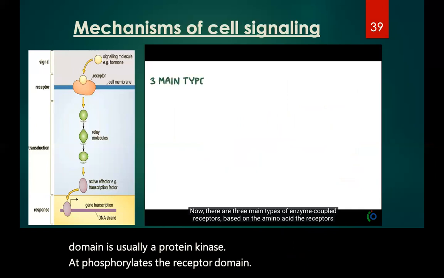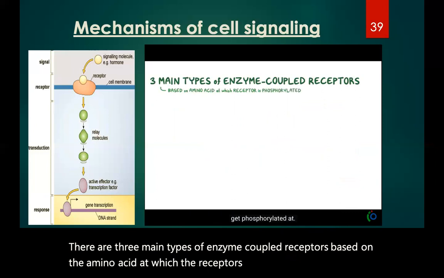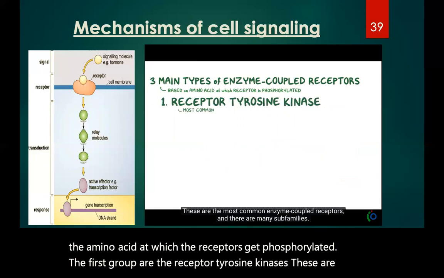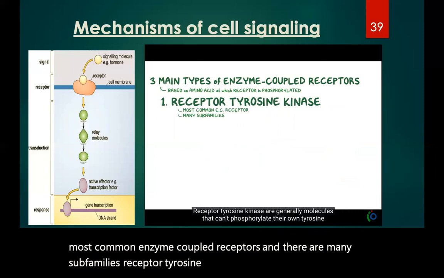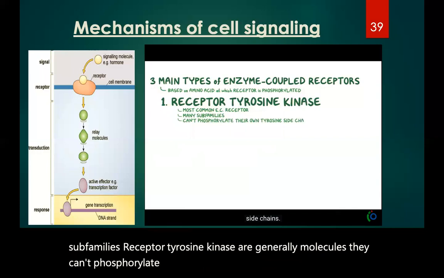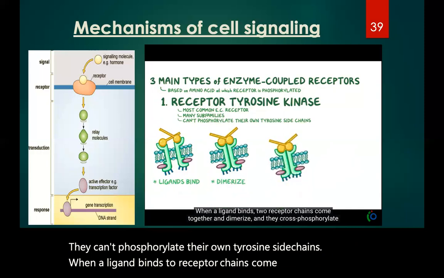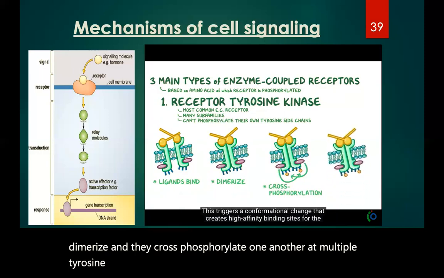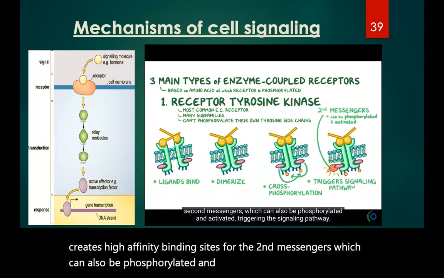Now, there are three main types of enzyme-coupled receptors based on the amino acid at which the receptors get phosphorylated. The first group are the receptor tyrosine kinases. These are the most common enzyme-coupled receptors, and there are many subfamilies. Receptor tyrosine kinases are generally molecules that can't phosphorylate their own tyrosine side chains. When a ligand binds, two receptor chains come together and dimerize, and they cross-phosphorylate one another at multiple tyrosine residues. This triggers a conformational change that creates high-affinity binding sites for the second messengers, which can also be phosphorylated and activated, triggering the signaling pathway.